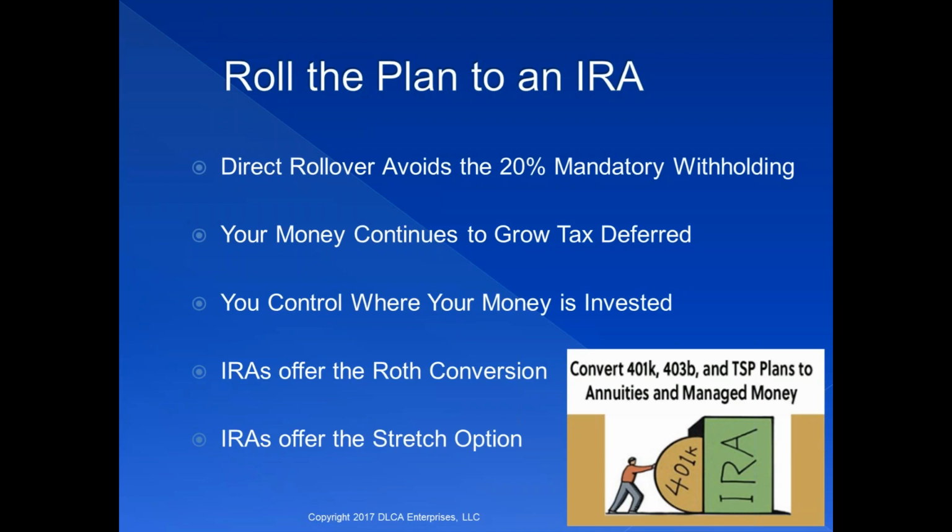They haven't lost any tax advantages, but now they can control where the money is invested, and the entire universe of investments becomes open to them rather than the restricted number of investments offered by the 401k plan. And IRAs offer the Roth conversion, and they offer the stretch option. So when you look at this again from a logical standpoint, doesn't it make sense to roll that 401k or 403b or TSP into a more manageable IRA where you have more options?